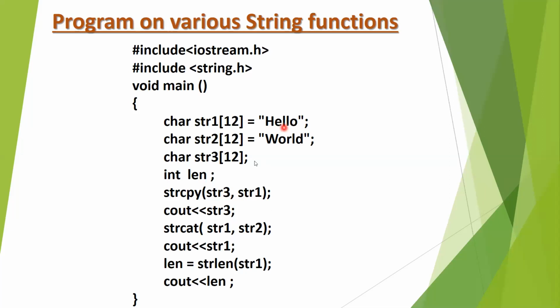String one's value, hello, will be copied to string 3. If you display string 3, hello will be displayed, right? And then strcat(str1, str2), hello plus world. It will be combined together and stored in str1, right? If you display str1, it will display hello world, because hello will become hello world now.